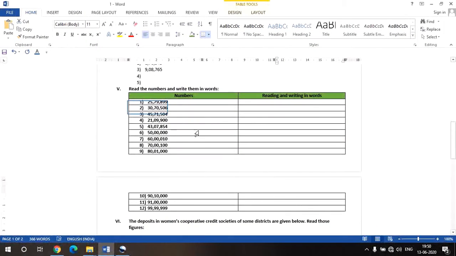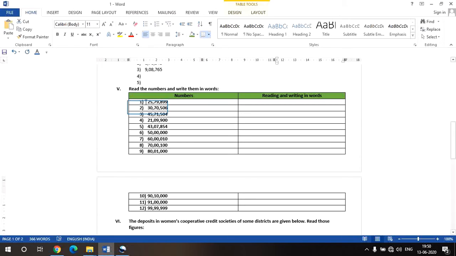Coming back to our questions. Read the numbers and write them in words. Now we will be reading the 7-digit numbers and writing them in words. Here I have not solved any of the questions, but we will see the first 3 one. Okay, remaining you will have to solve on your own, but I will not be writing the spellings over here. I'll just read them right now.